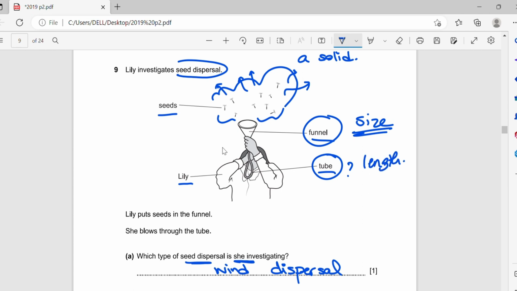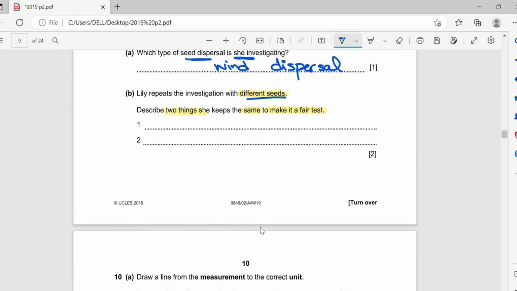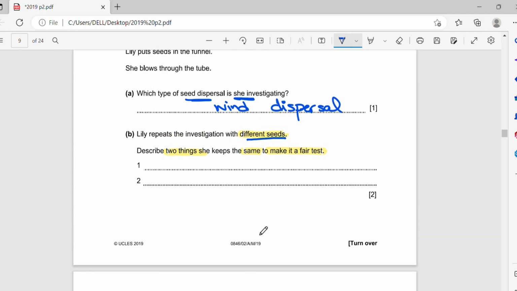هو الإجابة هنا we need only two reasons أو two things that she should keep the same. بس size صح هنا length صح. What else she can do? Regarding the blowing force, she can use the same force of blowing to keep the results reliable. يبقى two things she keeps the same to make it a fair test. يبقى أول حاجة إيه؟ أول حاجة ال size of the funnel، تاني حاجة the strength of the blow.